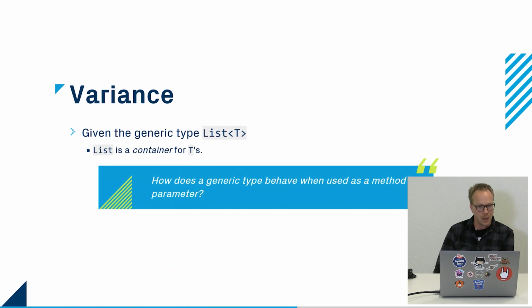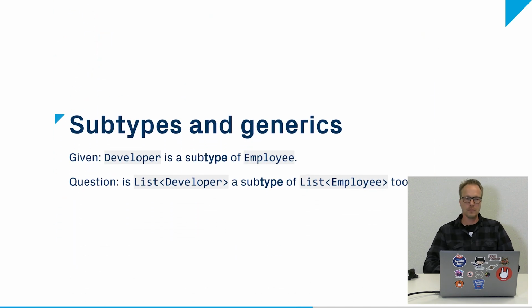We have a list of T, we call it a generic type. And you can also say a list is basically a container of contents of type T, right? So we can ask ourselves the question, how does a generic type behave when it's used as a method parameter? It behaves properly, fortunately, because of course Java is a statically and strongly typed language, and you want to retain that property of the language. So at any time it must stay type safe.